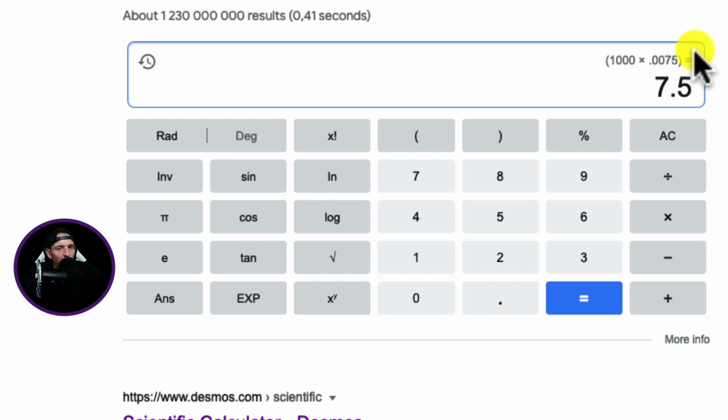So now I have a maker fee for my entry of the trade. I have a maker fee for my exit of the trade. So now just to enter and exit that trade, if I mark it in and mark it out, I'm going to be paying $15 in fees.